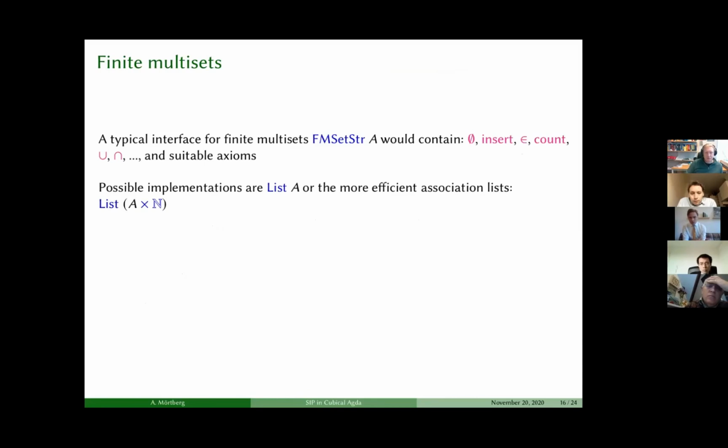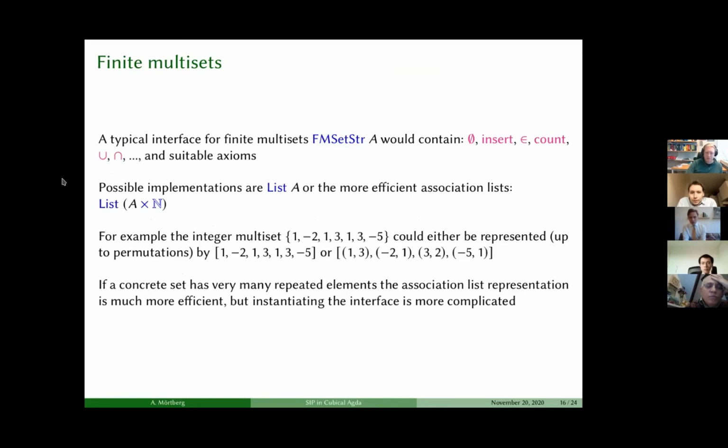If you want to represent finite multisets, you might define an interface with an empty set, insertion, membership, union, intersection, and so on with suitable axioms. This can be implemented using lists, for example, or more efficiently using association lists. So essentially an element is paired with its multiplicity in the multiset, right? I gave a very simple example here. So this multiset 1, minus 2, 1, 3, 1, 3, minus 5 would be represented, up to permutation, as this list or this association list. 1 occurs 3 times, so we have it as 1, 3, and so on. So you see these two types are possible implementations of this simple interface for finite multisets.